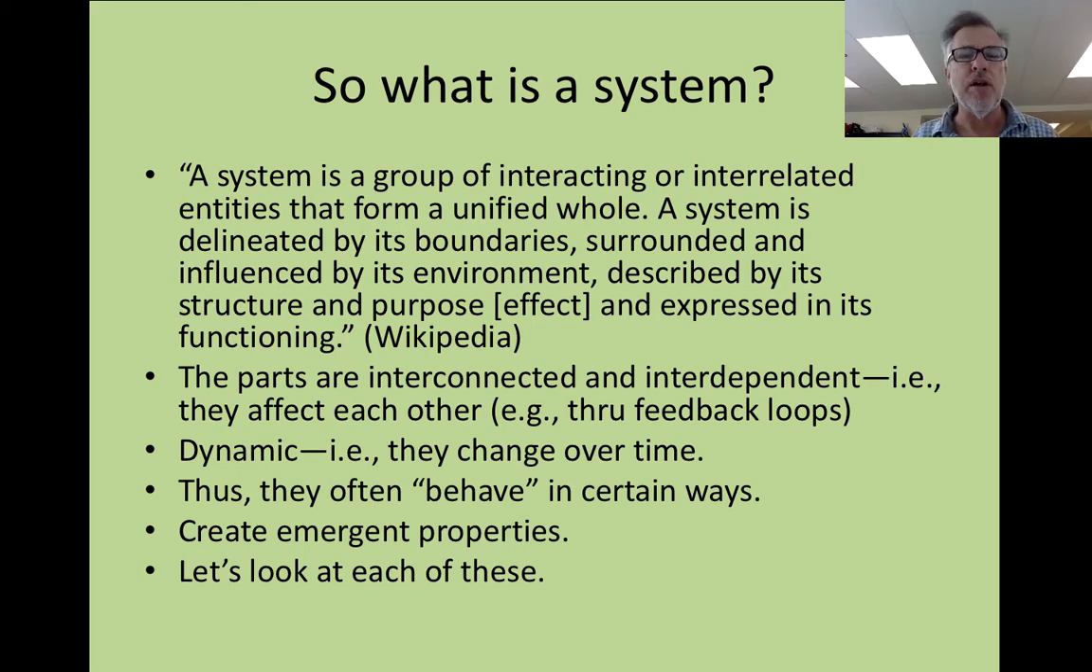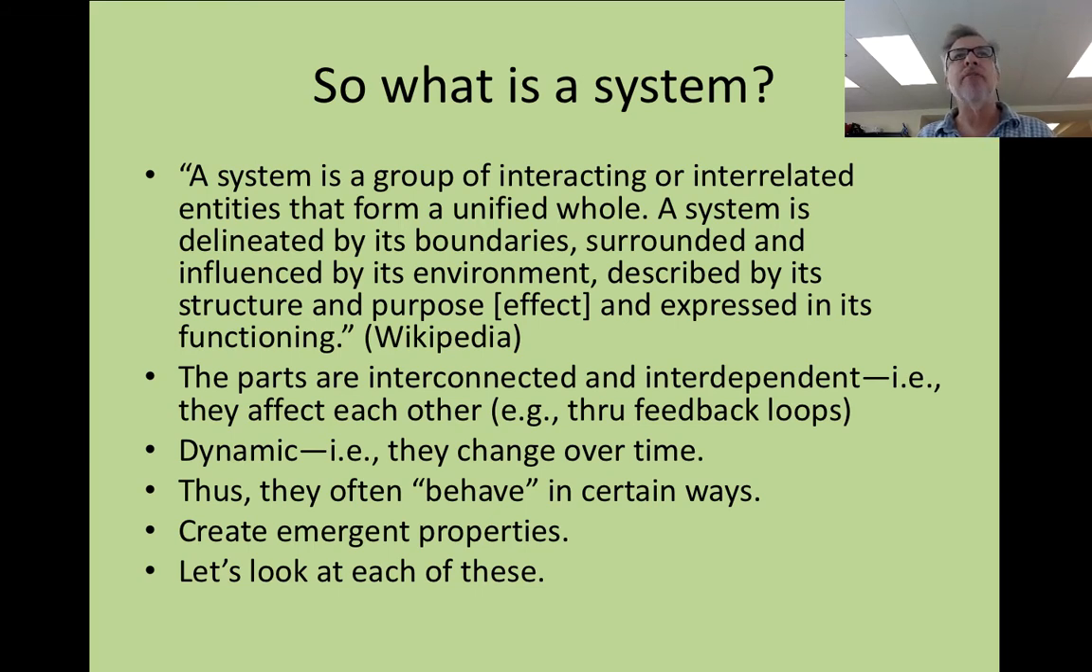But the thing I want you to get right now is that the parts of a system are interconnected and interdependent. In other words, they're connected to each other, but they also depend on each other, right? They affect each other through, for example, feedback loops, which we're going to learn about in more detail in class. Systems are also dynamic, and that means that they change over time. And since they change over time, they behave in certain ways.